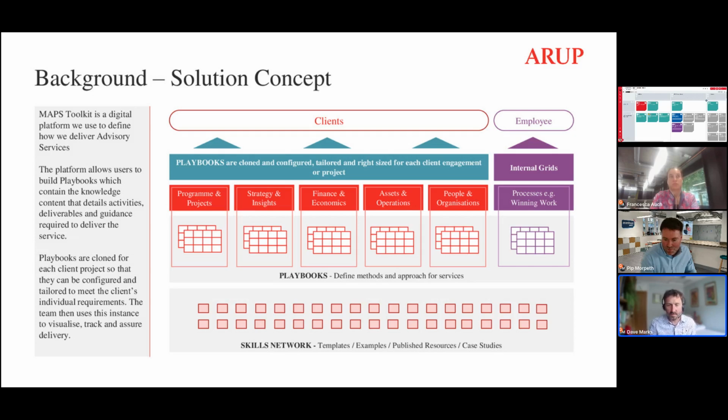So you can see there that there's a specific winning work grid, and again, to harp on this point of flexing with the Arup culture, we had to really emphasize that these are just a common starting point.